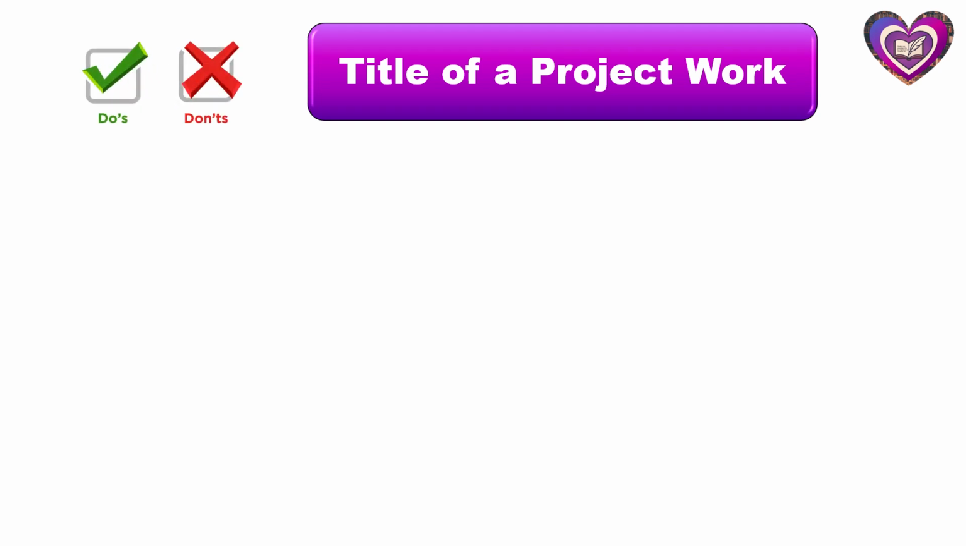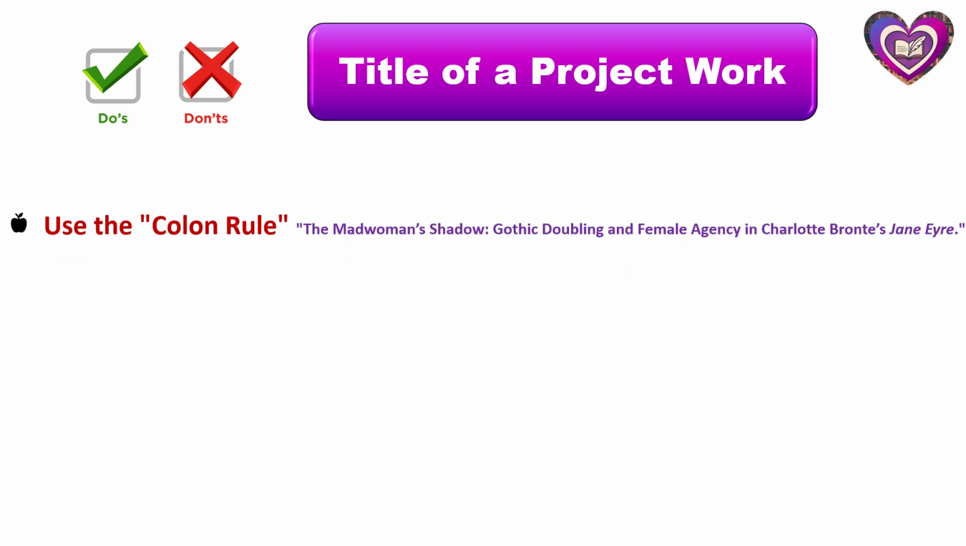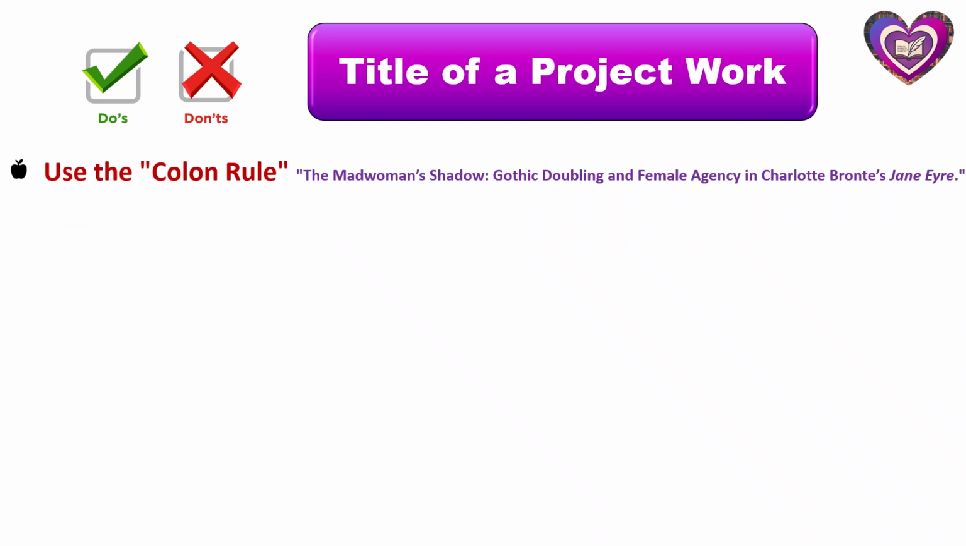Writing a title for an English major project is a bit of a balancing act. Here is a guide to the essential do's and don'ts for crafting a standout academic title. Use the colon rule. This is the gold standard for humanities papers. It allows you to be creative while maintaining academic rigor. Example, The Mad Woman's Shadow: Gothic Doubling and Female Agency in Jane Eyre.